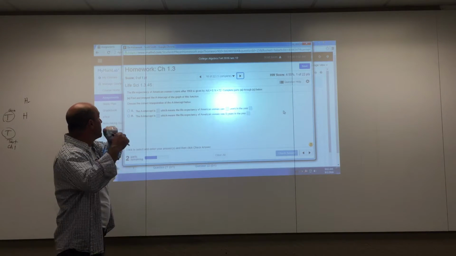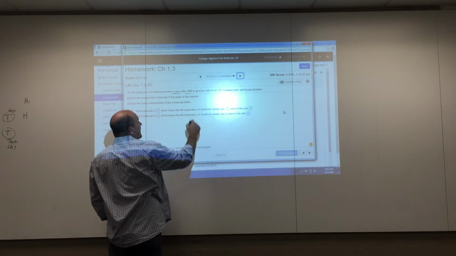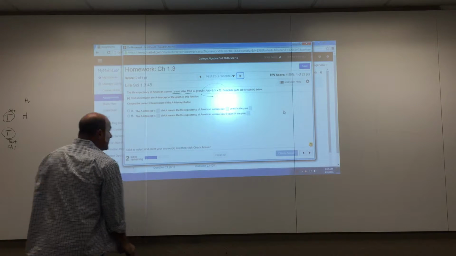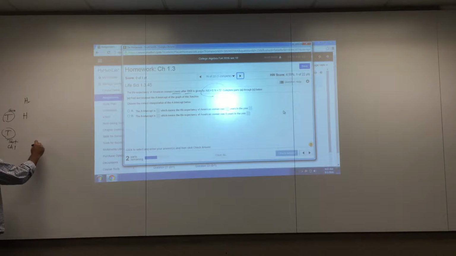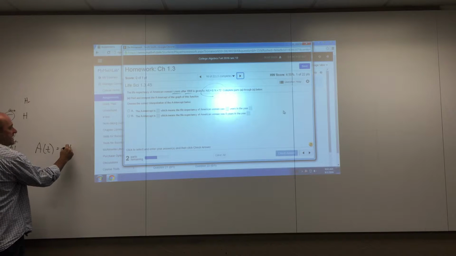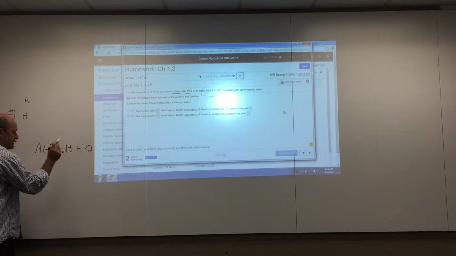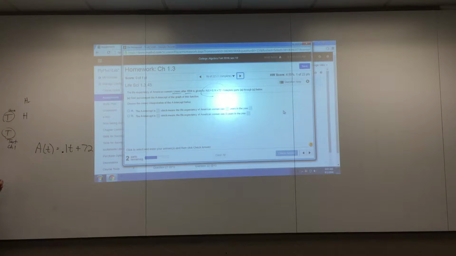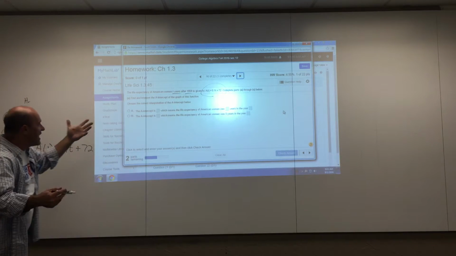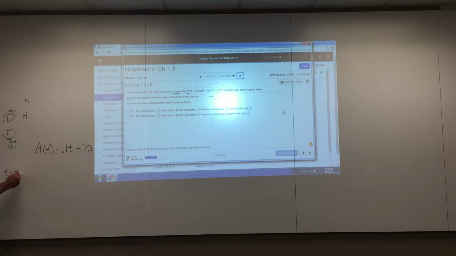The life expectancy of American women T years after 1950 is given by this formula. Okay. Like I said, I kind of want to blow that up. A of T equals 0.1 T plus 72. Now let's stop here a second. What's the input variable? T. And what is it? The number of years after 1950. So it says all that up there.